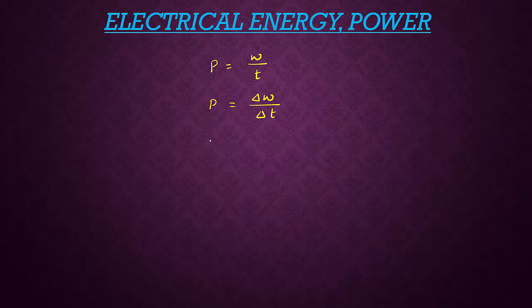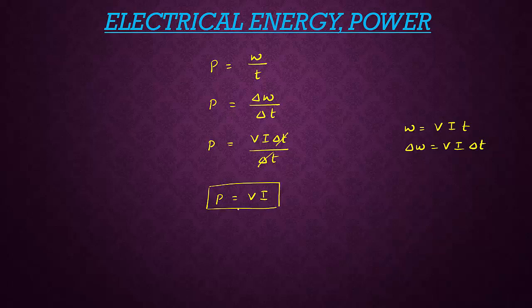So in place of delta W, I can write what we already derived in the above equation. W equal to VIT. For a small amount of work, we can consider VI in a small interval delta T. Here I am going to write VI delta T divided by delta T, keep as it is. Here the delta T time interval will get cancelled. We got P equal to V into I. So this is an expression for power, P equal to V into I, that is voltage into electric current.